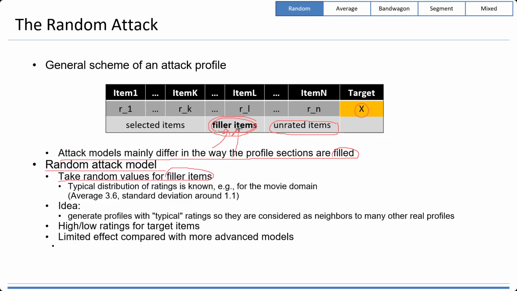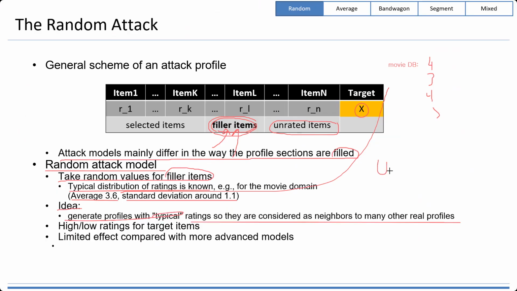So we select some important items. If the item is important, then fill it. And the typical distribution of ratings is known, so usually we try to figure out what the distribution is. Like if you look at the movie database in IMDb, you will see the average, and you can also see the distribution. Let's say the average is 3.6 and the standard deviation is 1.1, then you can fill maybe 4, 3, 4, 3, something like that. So the idea is to generate profiles with typical ratings, so they are considered neighbors to many other real profiles.